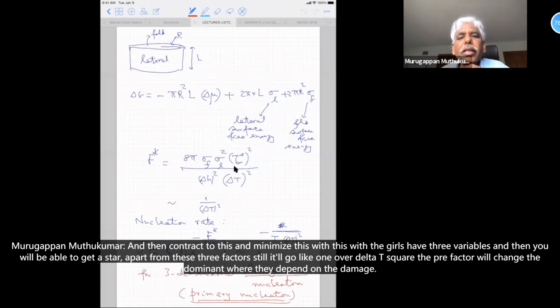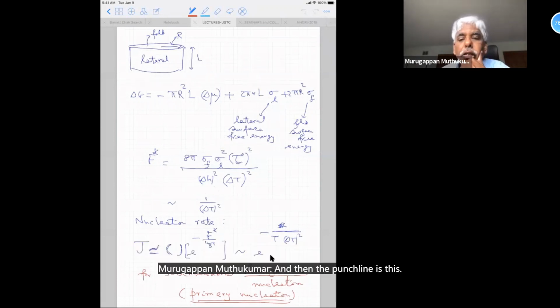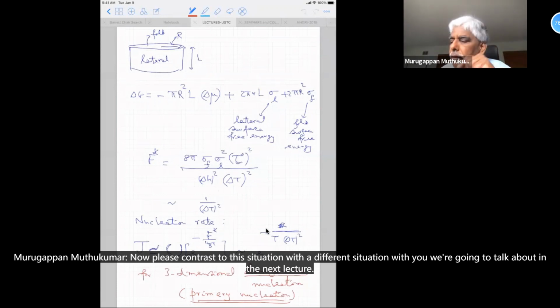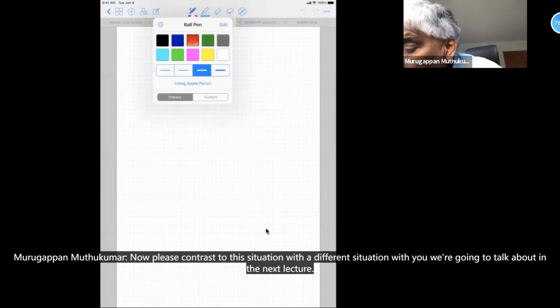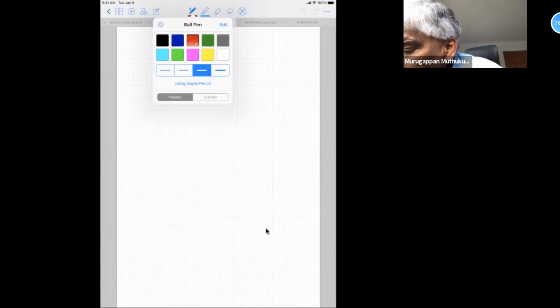Apart from these prefactors, still it will go like 1 over delta T squared. The prefactor will change; it depends on the geometry. And then the punchline is this. Now, please contrast this situation with a different situation which we are going to talk about in the next lecture.